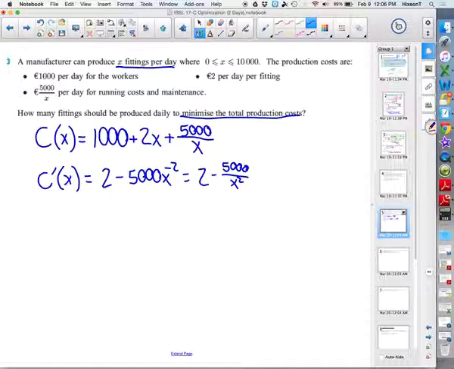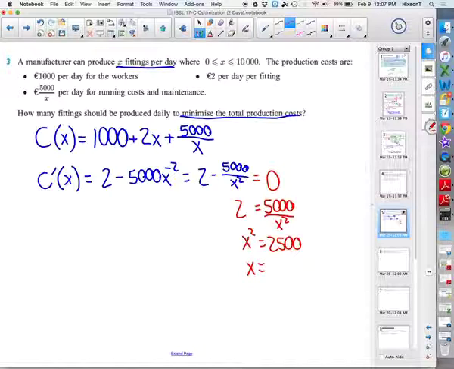Okay, so now what are we doing? Now that we have the derivative, critical values, make it equal to 0, okay? So I'm going to add this to both sides, 2 equals 5,000 over x squared. Do a little more algebra, I get x squared equal to 2,500. Good, x equals 50. Okay? So, x equals 50 fittings.